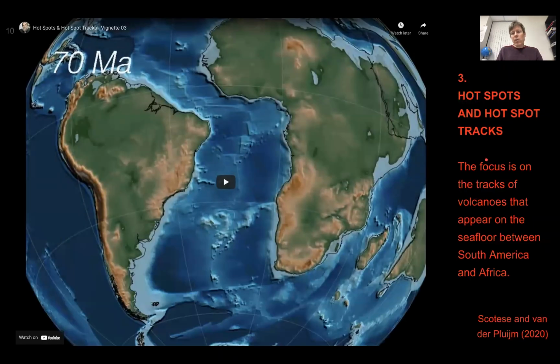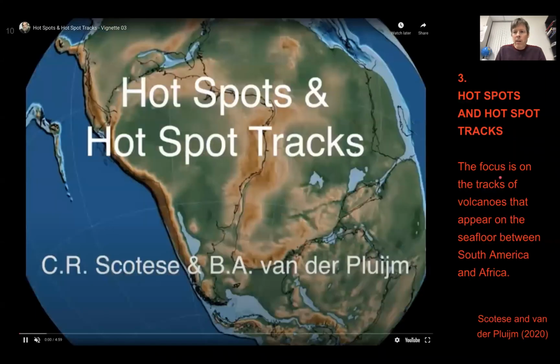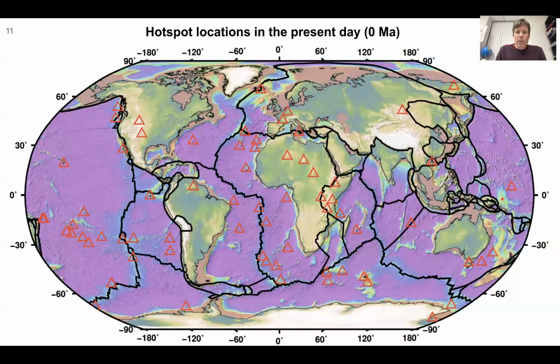Hotspots and hotspot tracks. We'll get into this quite a bit shortly, just to show a picture of the hotspot locations in the present day. These are sites of volcanism, and they're special sites of volcanism because they appear to have these tracks pointing in the direction of older volcanoes. And we'll see how these give us very strong evidence that the plates are moving on Earth.